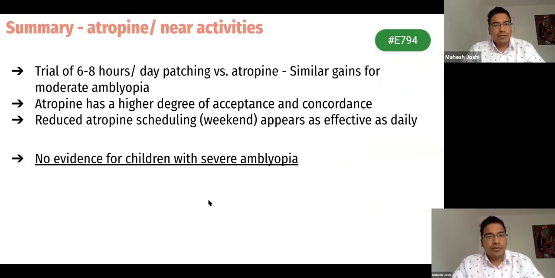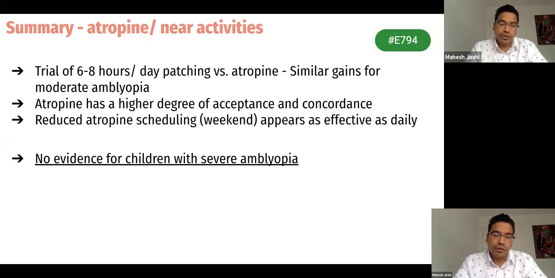Just to summarize this atropine and near activity, atropine provides similar gain compared to 6 to 8 hours of patching for moderate amblyopia. Atropine definitely has better acceptance and concordance. Concordance meaning compliance to the treatment. And reduced atropine, just prescribing atropine over the weekend, also has the same effect as your patching. But there is currently no concrete scientific evidence to show that atropine works as good as patching for severe amblyopia. Right? If the visual acuity is less than 6/30, then atropine might not work that well compared to your moderate amblyopia.